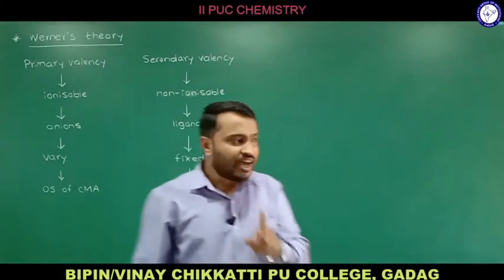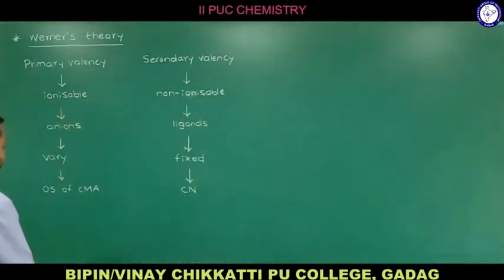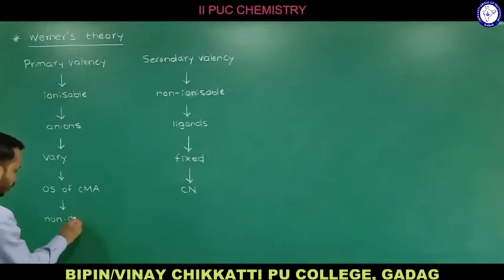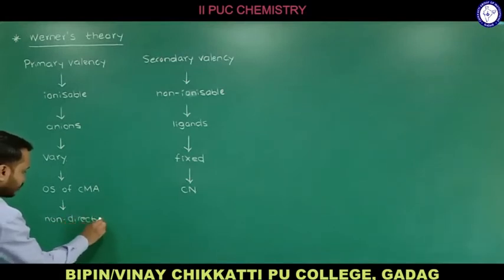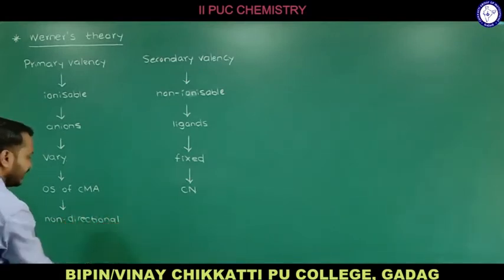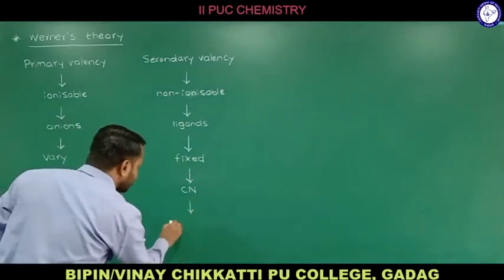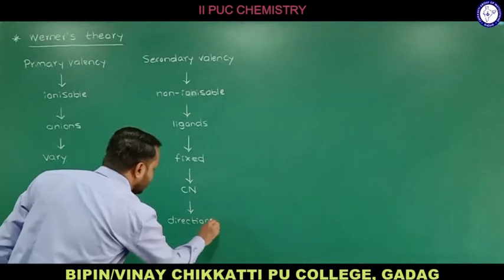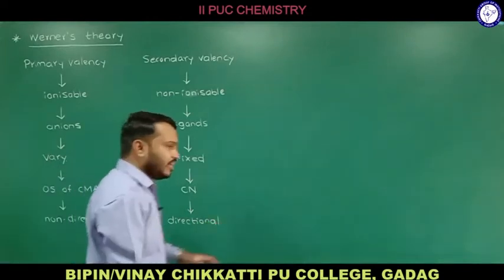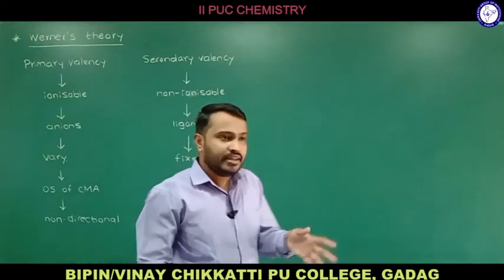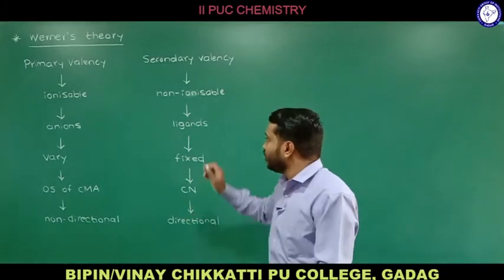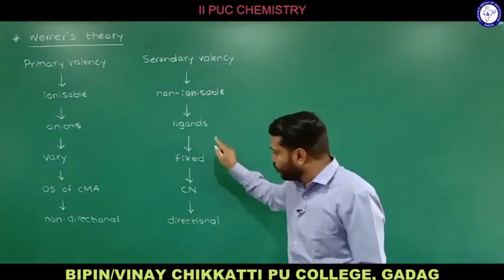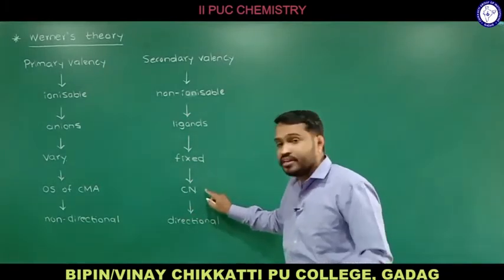Primary valencies are non-directional in nature. Let me write here. They are non-directional in nature, whereas the secondary valencies are directional in nature. Secondary valencies are directional in nature. As I said, secondary valency is going to be related to ligands, and it is going to be related to coordination number.